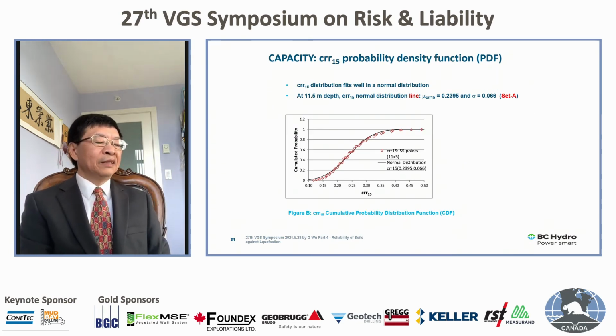So by applying the same method of probability analysis for the capacity, basically you have 11 points for N160 and then you have 5 points for the M160 evaluation with CRR, then you get 55 points. So the 55 points is plotted in circles, right? And then try to simulate that using the normal distribution, and the closest curve is in line with a normal distribution at mean of 0.24 and the standard deviation of 0.066.